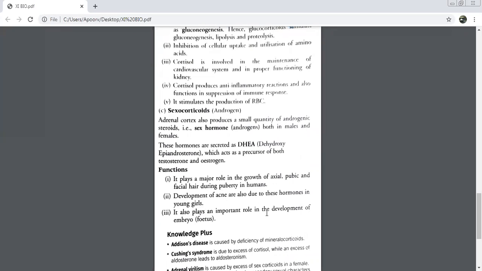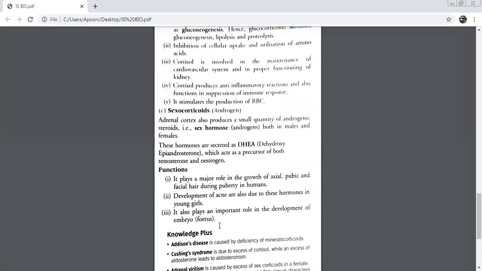Very good. So it plays a major role in the growth of axillary, pubic, and facial hair during puberty in humans. Development of acne in young girls is also due to these hormones. It also plays an important role in the development of the fetus. So here we have the main functions of sexocorticoids: growth of puberty signs like axillary, pubic, and facial hair, facial hair in men, pubic hair in women, acne in young girls, and development of the embryo.